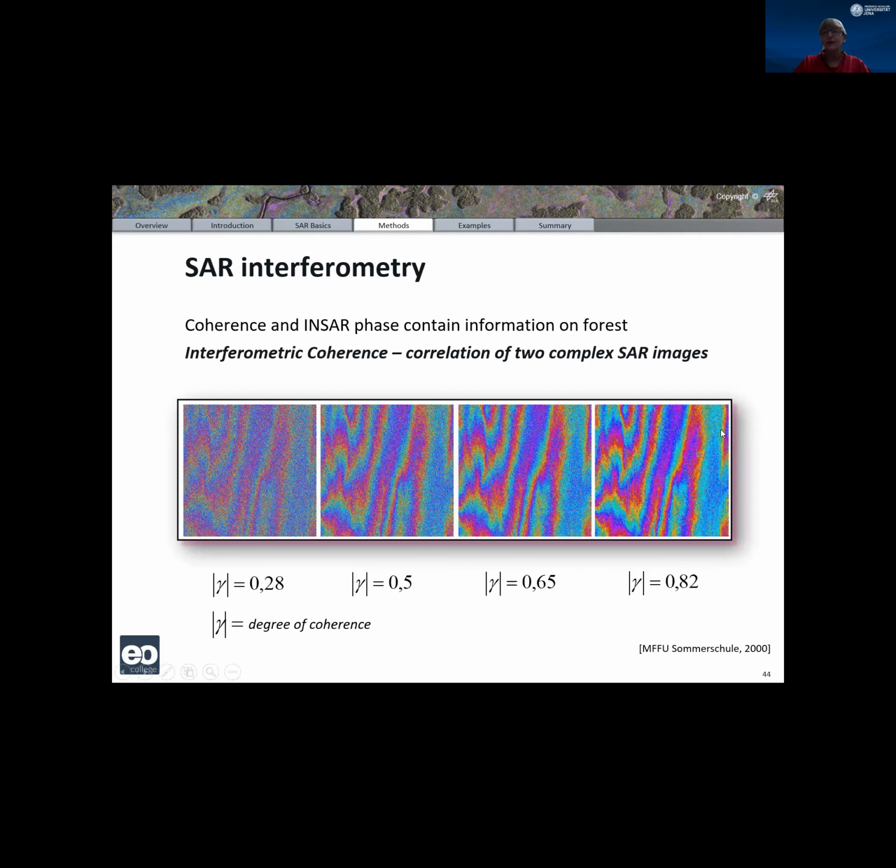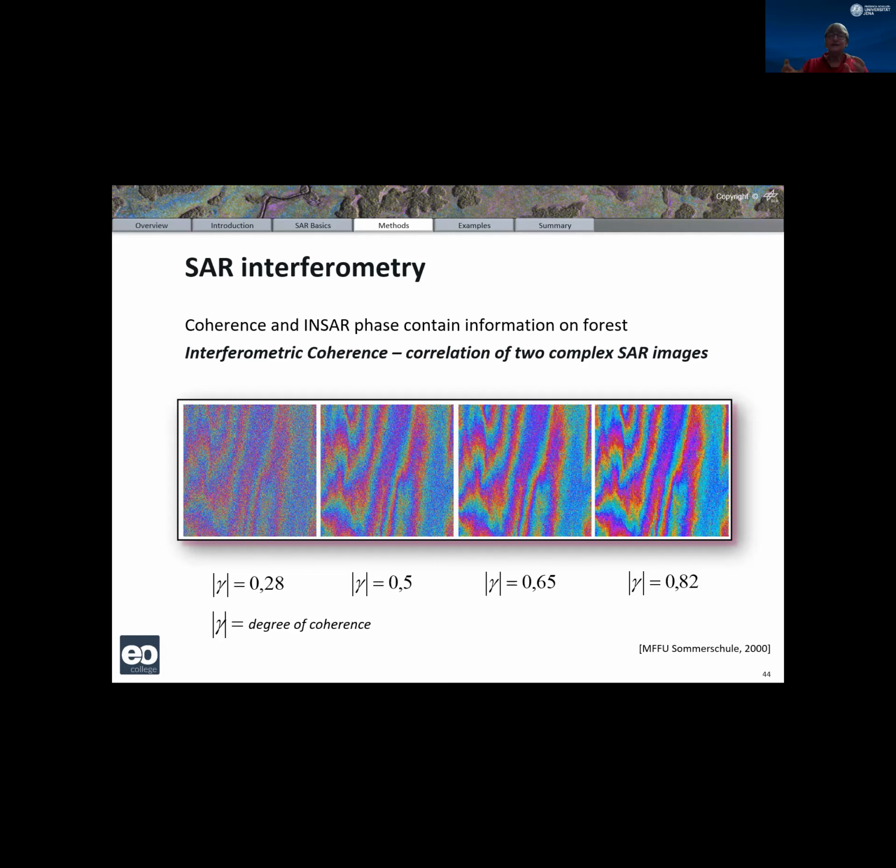Because I'm not sure whether you have all already seen such interferograms. Yeah, this is an interferogram, and it's showing you the interferences of 2 radar images. And here we have our good old gamma, and you see here a gamma of 0.3, 0.5, 0.6, 0.8. So the higher the coherence, the correlation between the 2 phases, the better visible, the clearer, the more distinct becomes this interferogram. Now, what is the interferogram?